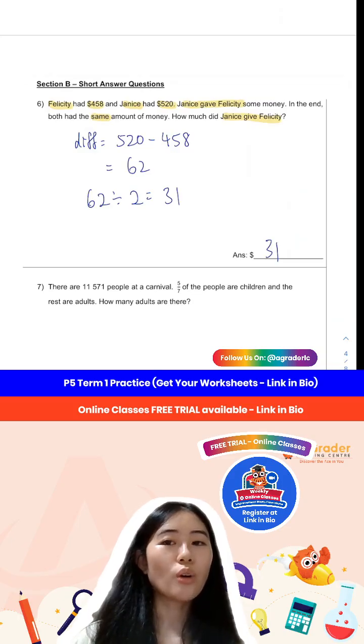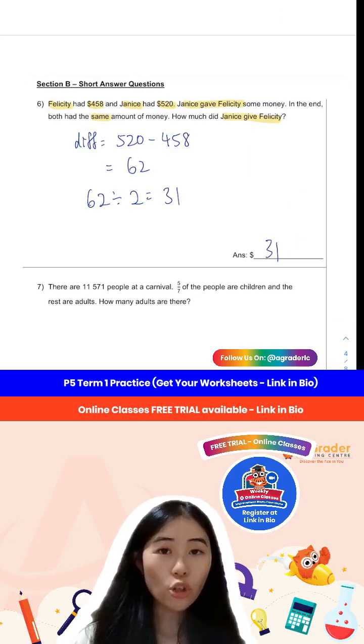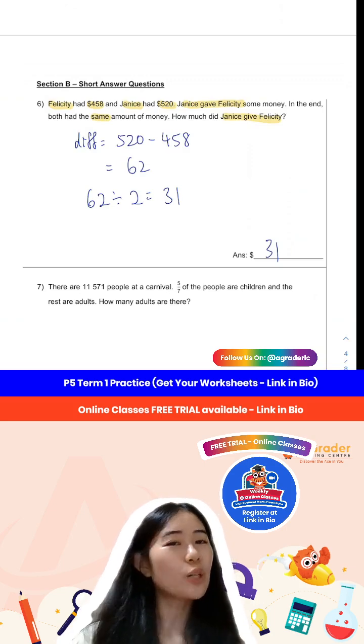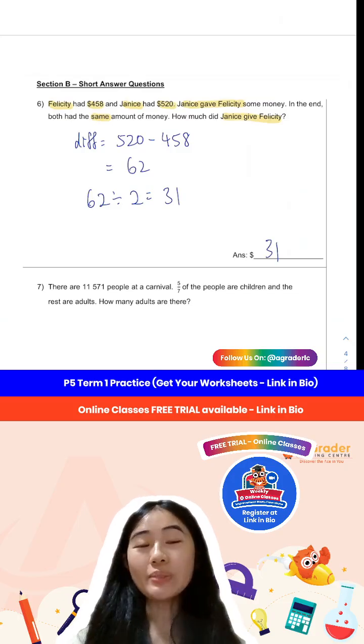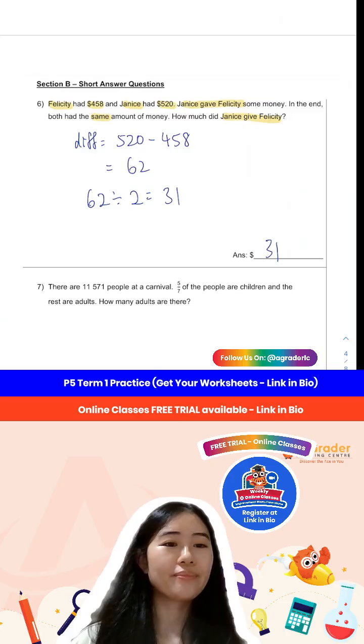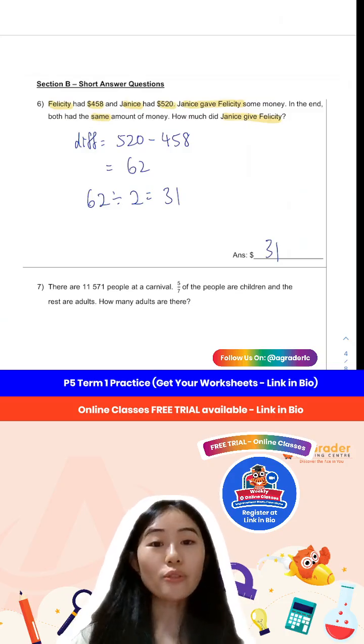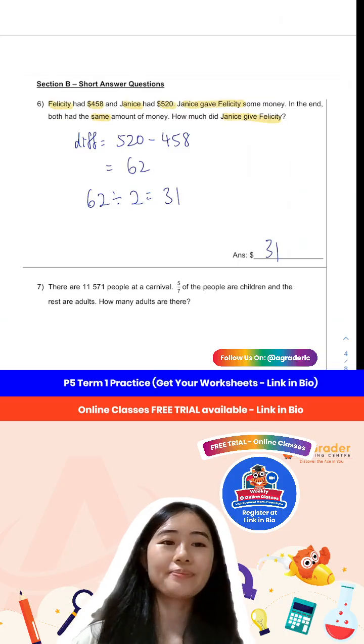Josephine, oh, okay. You can draw a model for this question, but because it's a short answer question, that's why I didn't draw a model. Yeah. But if you want to, of course, you can draw a model. Yeah.